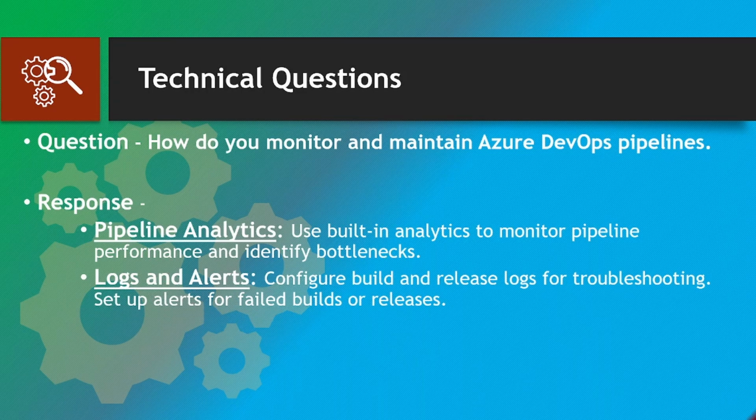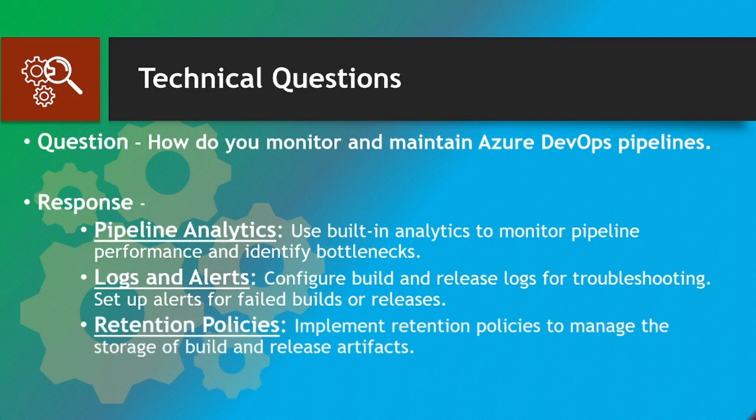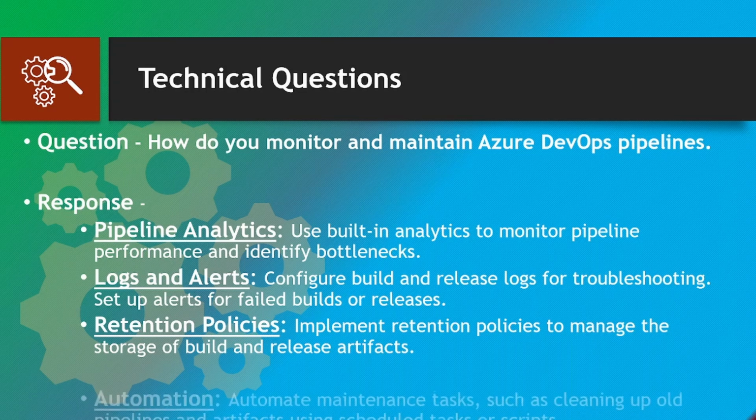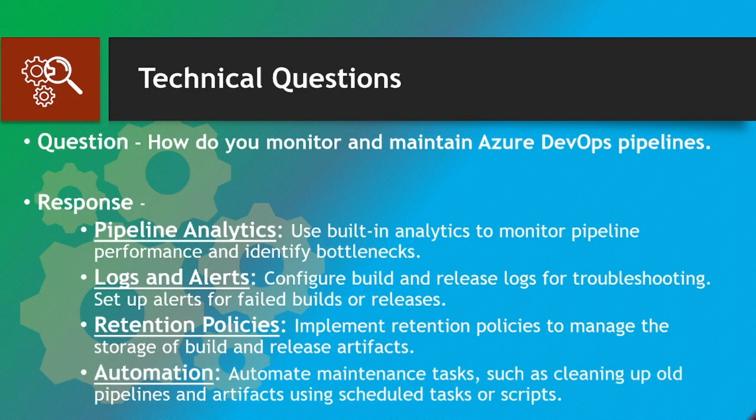Next, logs and alerts. Configure build and release logs for troubleshooting. Set up alerts for failed builds and releases. Retention policies. Implement retention policies to manage the storage of build and release artifacts. Automation. Automate maintenance tasks such as cleaning up old pipelines and artifacts using scheduled tasks or scripts.